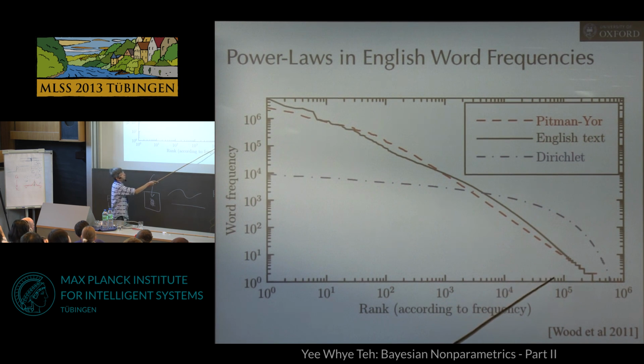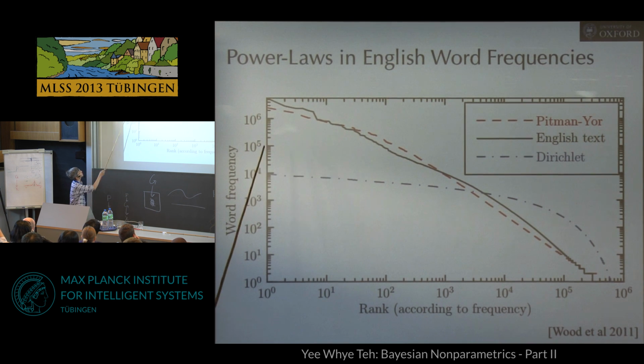And then over here, we have a very large number of words that occur a very small number of times. Basically, this corresponds to tables which have lots of customers up here, and a very large number of tables with a very small number of customers.